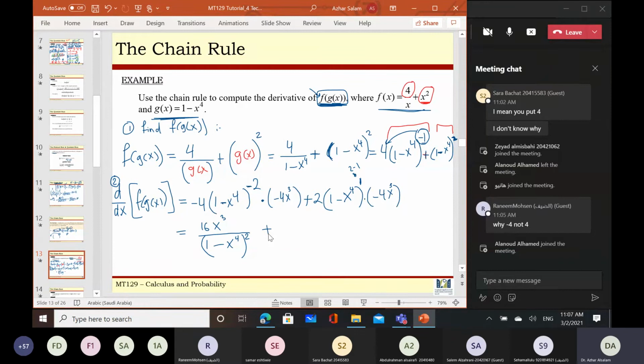Then plus. Here I have 2 multiplied by minus 4. So I have here minus 8 multiplied by x to the power 3, then multiplied by 1 minus x to the power 4. Okay. This could be the simplest form, or I can take 8x to the power 3 as a common factor. So I will stop here actually. This is the simplest form.